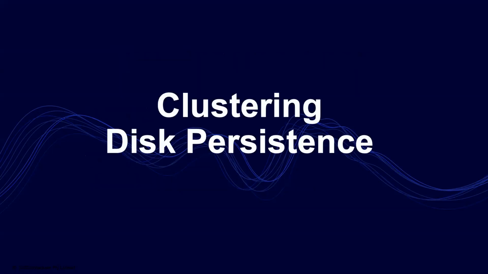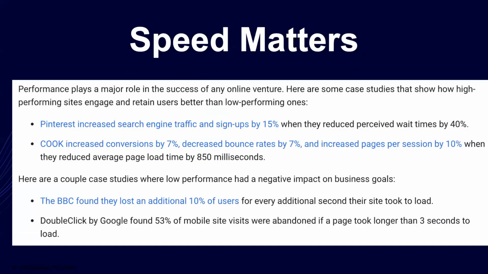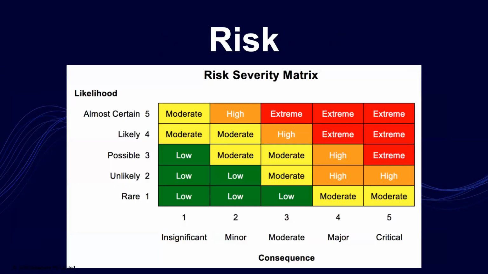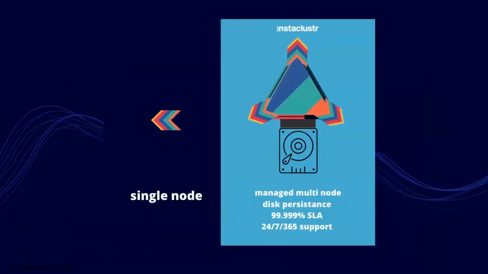Let's talk about disk performance. Well, speed matters. Performance plays a major role in the success of any online venture, and there are some case studies below to talk about it. So Pinterest increased search engine traffic and signups by 15% when they reduced perceived wait times by 40%. So they increased the direct number of signups by 40% when they reduced speed times. There's a risk matrix, so the risk severity. Yeah. So I like Redis. All these technologies are hyper cool, according to this graphic.